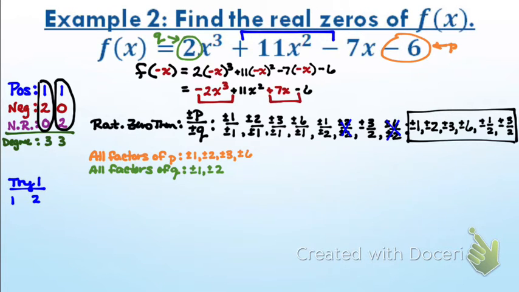My coefficients are 2, 11, -7, and -6. I know my remainder is going to be over here. Drop that first number down.